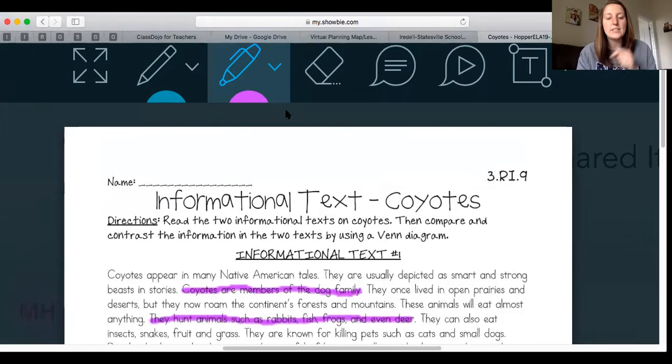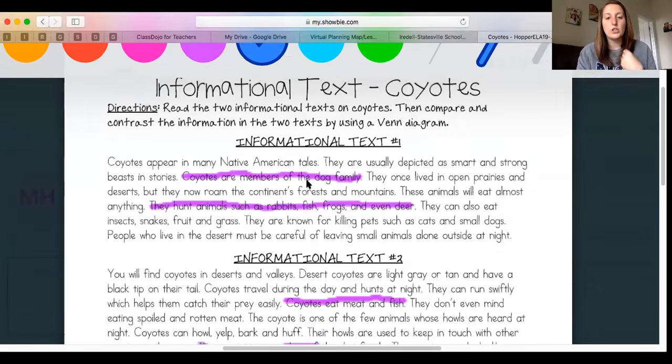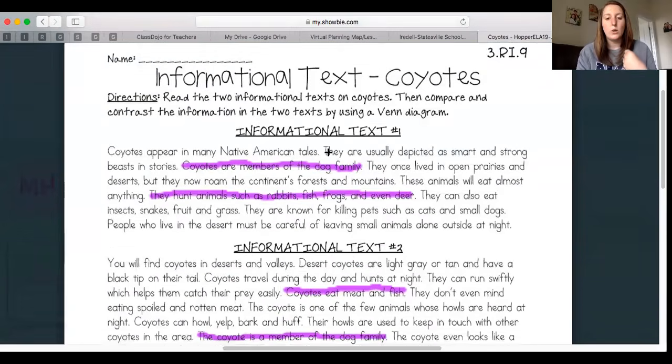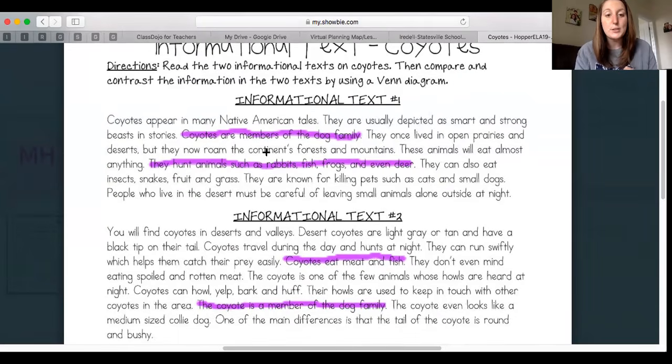I'm not seeing anything else. Let me pick a different color, and this color is going to show me what it talks about in the first passage that it doesn't talk about in the second passage. So I definitely remember how it said in the first passage that they used to live in the deserts and the prairies, but now it says now they roam the continents, forests, and mountains.